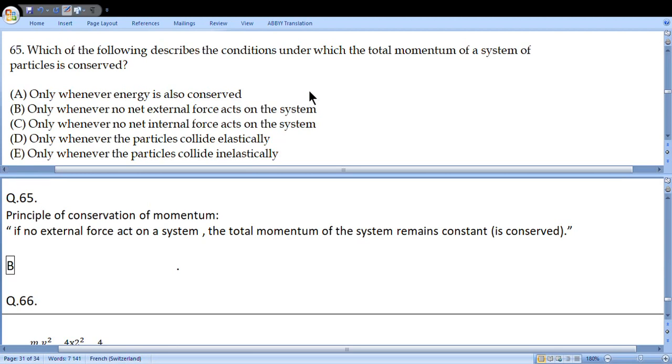Which of the following describes the conditions under which the total momentum of a system of particles is conserved? The principle of conservation of momentum states that if no external force acts on a system, the total momentum of the system remains constant, is conserved. So it has nothing to do with energy, only whenever no external force acts on the system. True. So we choose B.